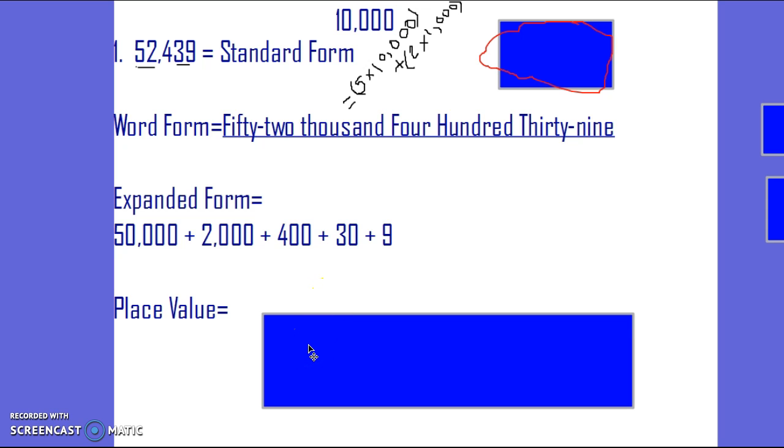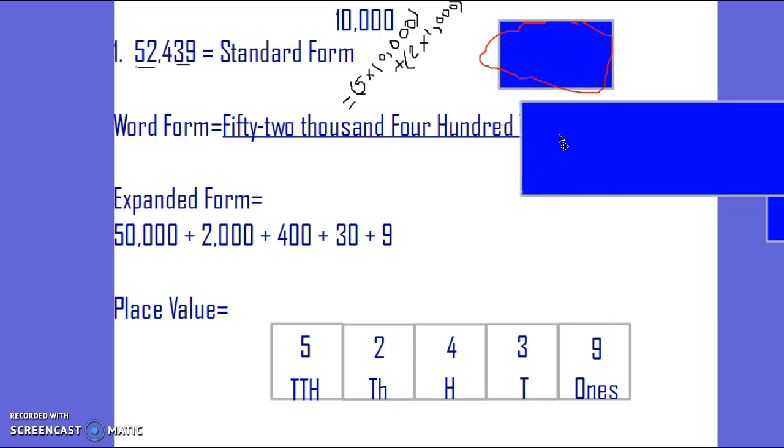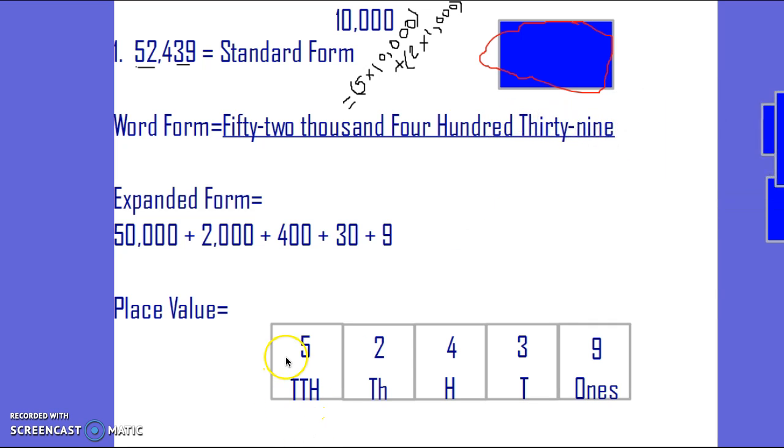So place value. Let's look here. The TTH stands for 10,000. So how many 10,000s are there? 5. How many thousands are there? 2. How many hundreds are there? 4. How many 10s are there? 3. And how many 1s are there? 9. And altogether we have 52,439.